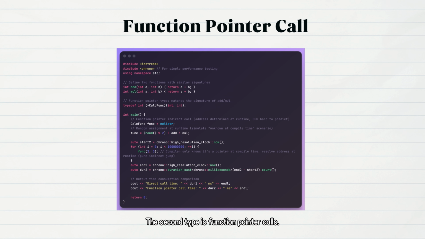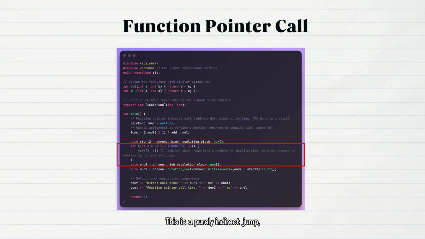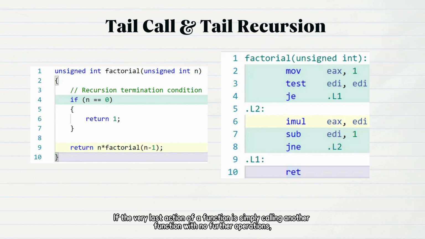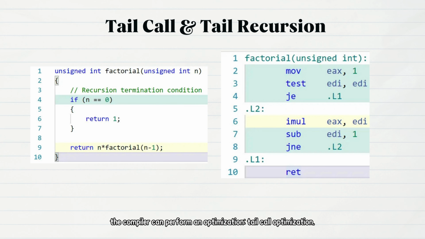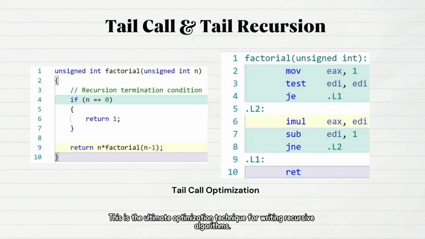The second type is function pointer calls. The compiler has no idea where the jump will go at compile time. Only at runtime is the destination known. This is a purely indirect jump, and the CPU can hardly predict it at all, leading to even worse performance. The third type is tail calls and tail recursion. If the very last action of a function is simply calling another function with no further operations, the compiler can perform an optimization, tail call optimization. It directly reuses the current stack frame for the next function without creating a new one and without pushing a return address. Recursion instantly becomes a loop, and it will never cause a stack overflow. This is the ultimate optimization technique for writing recursive algorithms.